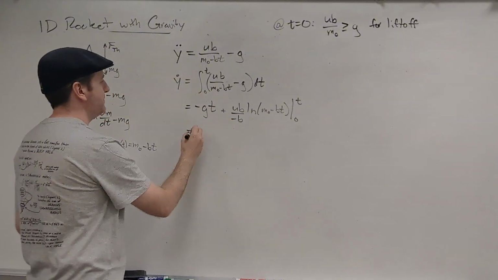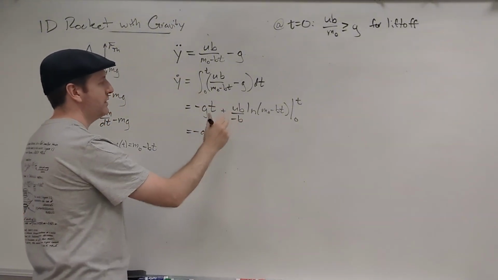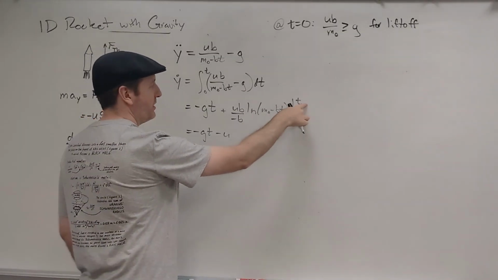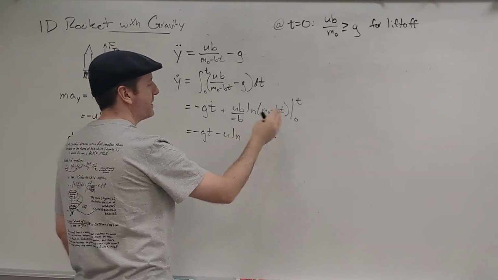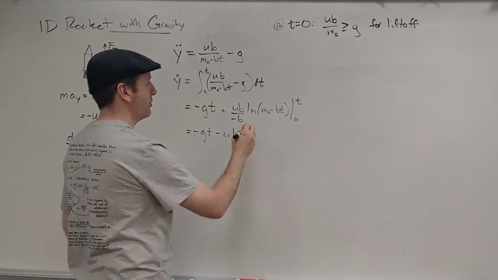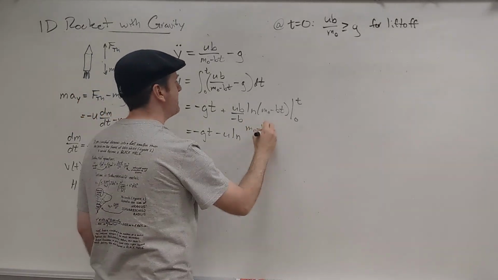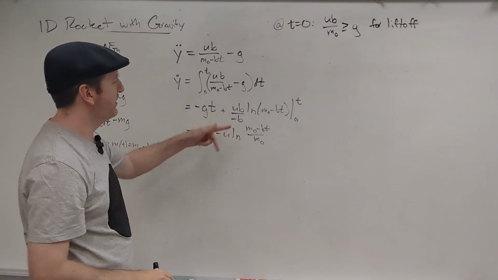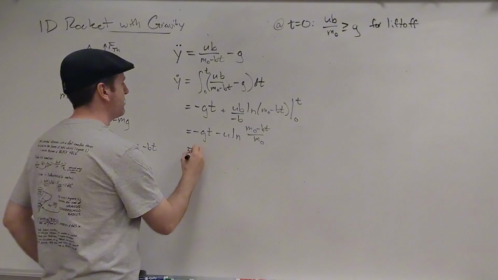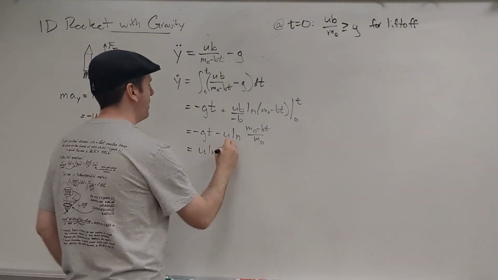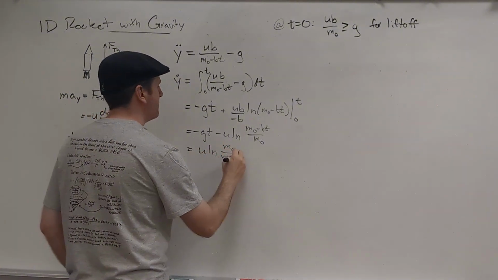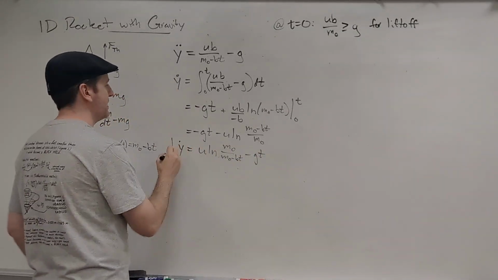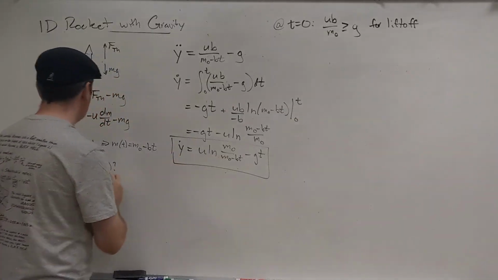The b's cancel. However, well, we'll see what happens. So I'm going to do a minus u. This natural log, I do have to plug in both limits. And don't forget that the difference of logs is the log of a quotient. So I'll have m naught minus bt over m naught. And then like before, it's convenient for us to flip this by getting rid of the negative. And so I'll write this as u log m naught over m naught minus bt, minus gt. All right, so that is my velocity as a function of time. So that's nice. I got that one.